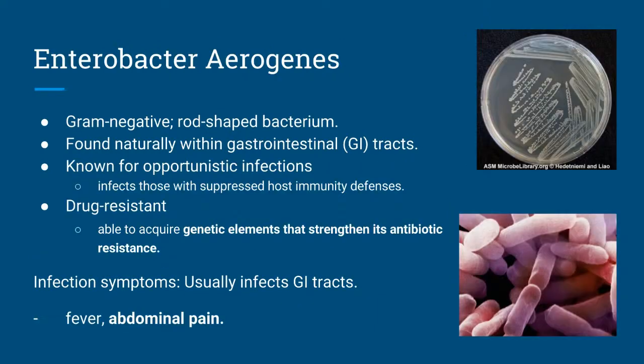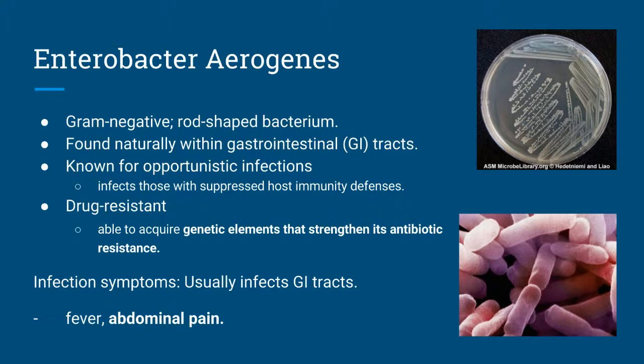This second bacteria, Enterobacter aerogenes, same as E. coli, is a gram-negative bacterium, and it's found in the human digestive tract as well. Unlike E. coli, this one is a bit more special for its drug resistance, and it's known for opportunistic infections. The drug resistance shows that it's able to acquire genetic elements that help with antibiotic resistance.